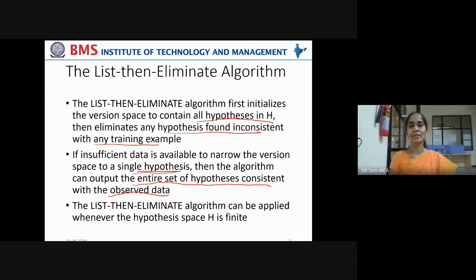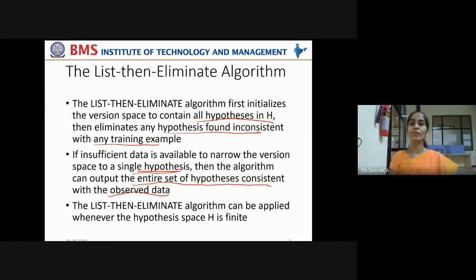What do we mean by this? If more training examples are not given, in that case, this algorithm doesn't know which hypothesis doesn't apply to which training example. In that case, it has to output the entire set of hypotheses consistent with the observed data so far. That is the output given by this List-Then-Eliminate algorithm.